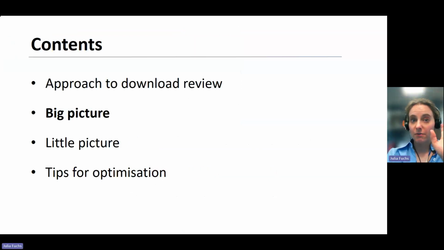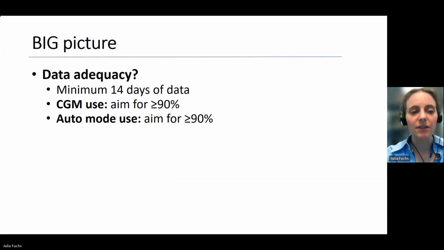So moving on to the big picture approach when you first see the download. The first thing that you really need to look at, and I think sometimes gets a little bit forgotten about, is data adequacy, because there's absolutely no point in going any further if you don't have adequate data to look at, because you can't spot patterns. And the minimum recommendation really is 14 days of data, where they've used the CGM for at least 90% of the time and auto mode for at least 90% of the time.